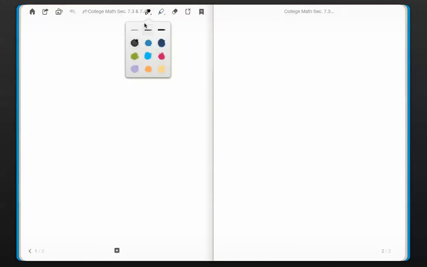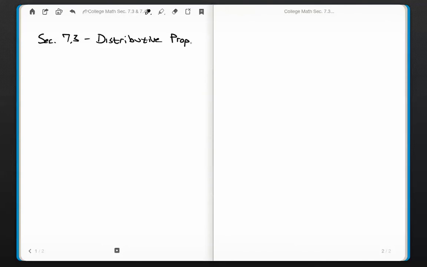Let's get the pen, nice black ink, medium thickness. So we'll start with section 7.3. And that is the distributive property in equations, like this. So a quick review of distributive property, just so we remember what it is.